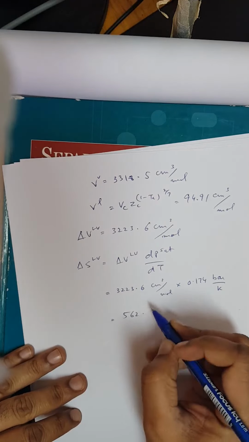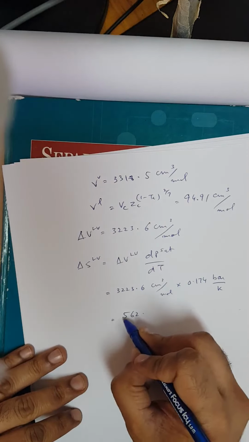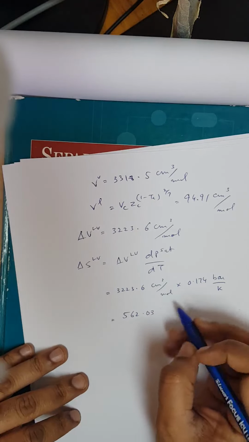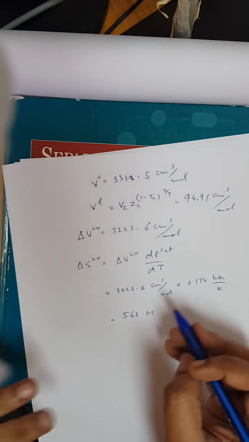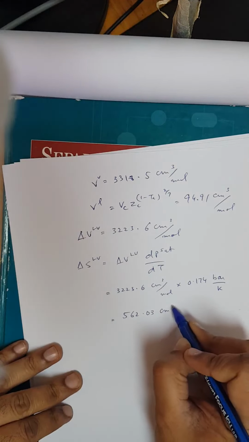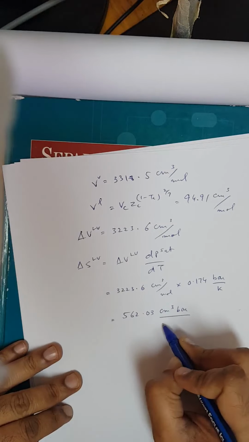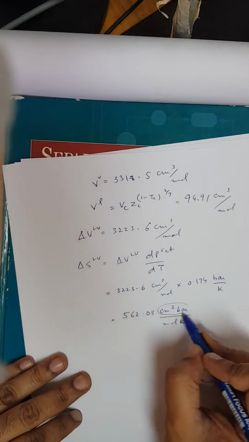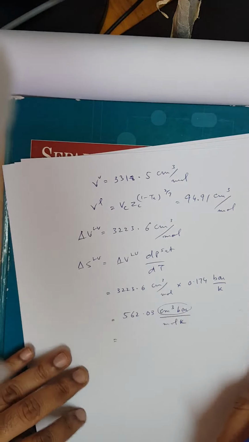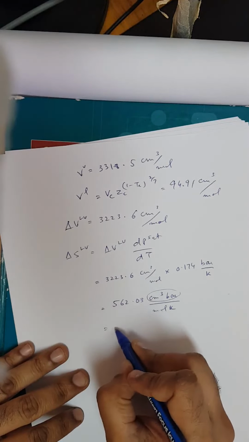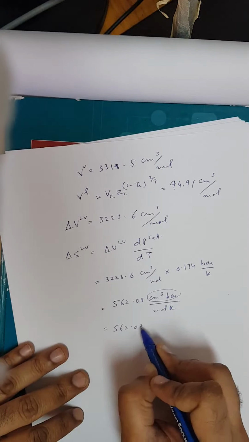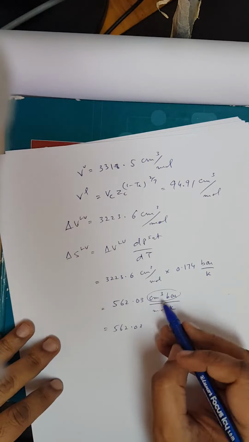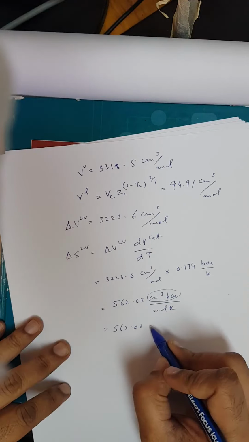So 562.03. I don't have a calculator, I just use the mobile. It comes out to be cubic centimeter bar over mole Kelvin. So don't forget to convert this cubic centimeter bar into joule. We just need to divide by 10. So you can see here, you can just divide by 10.